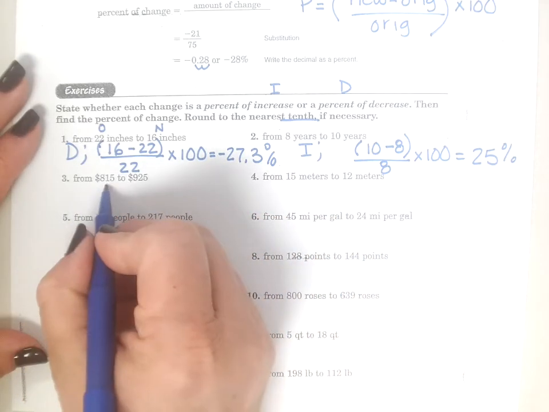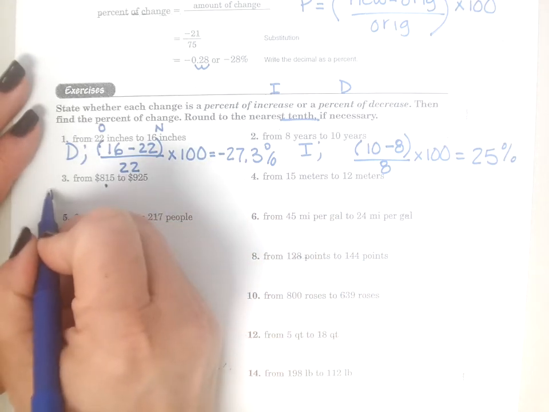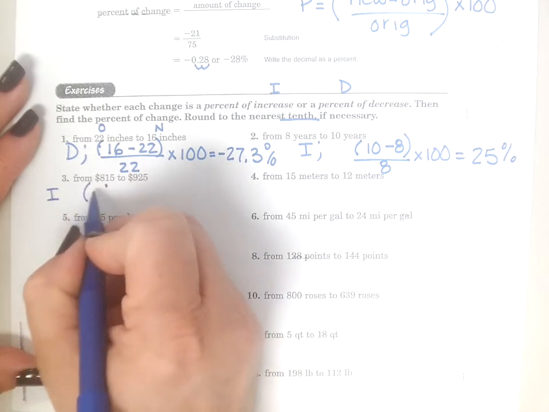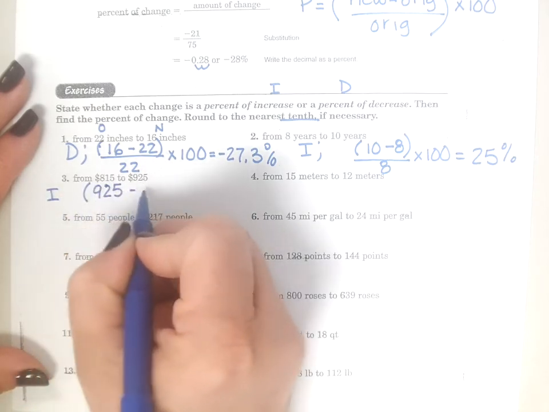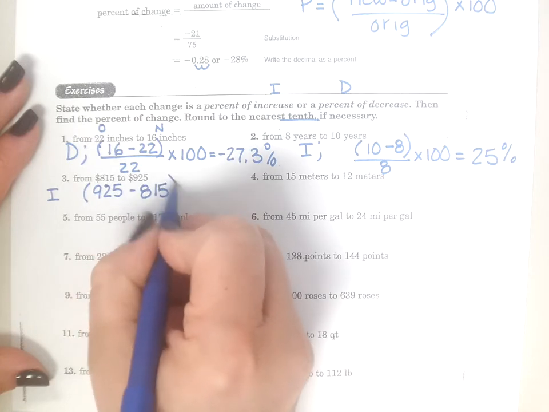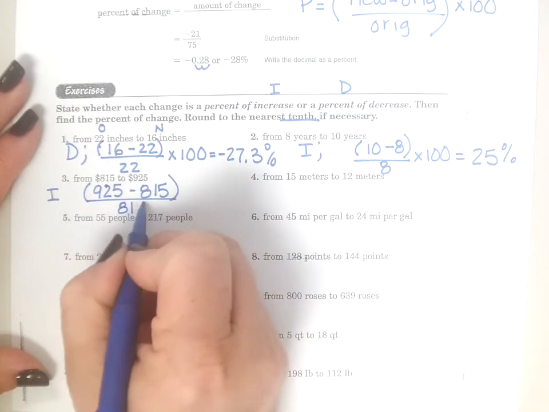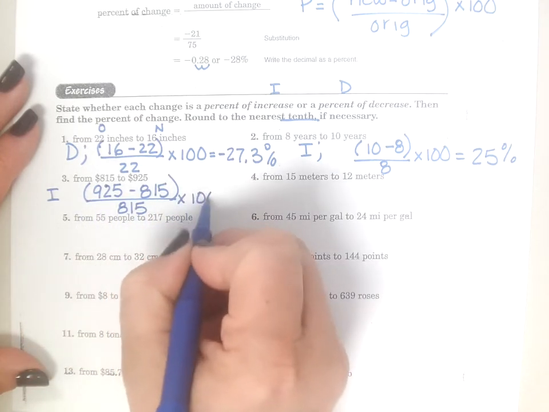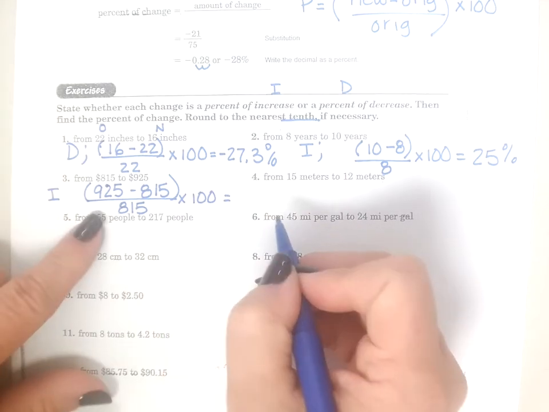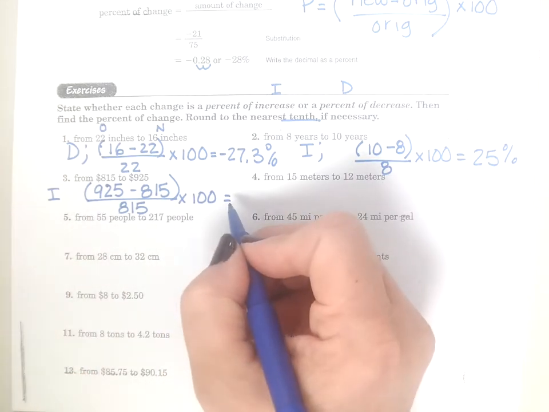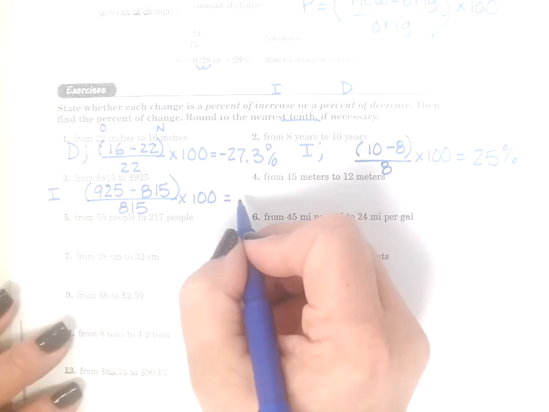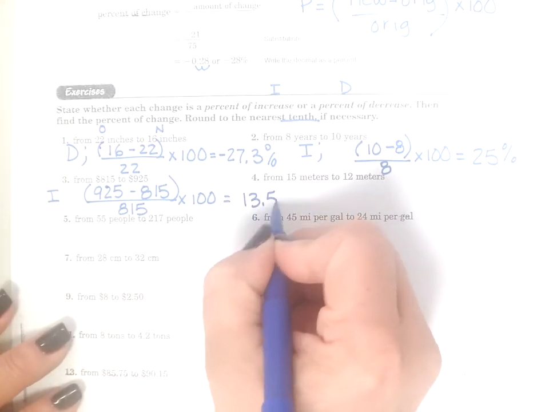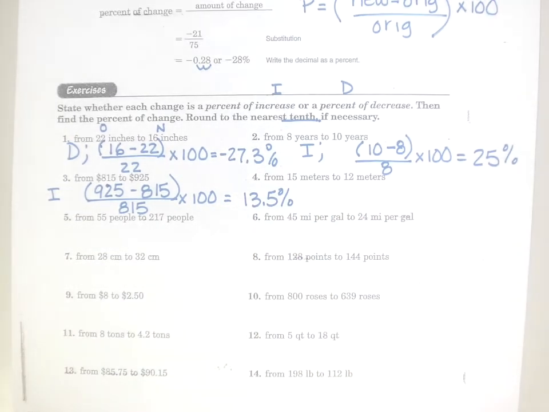So I've got from 815 to 925, which is also an increase. The new one was 925 minus the original one, which was 815. We're going to divide by 815, either move the decimal 2 to the right or times it by 100. And I'm going to get 13.5, and it was positive. It's an increase, so it should be positive.